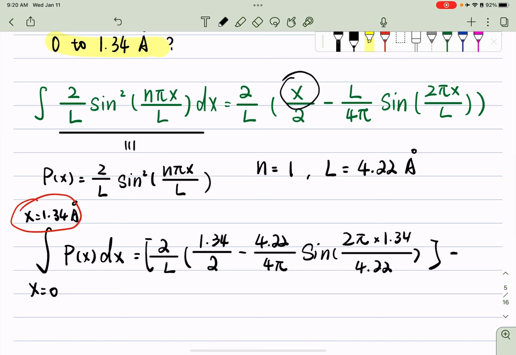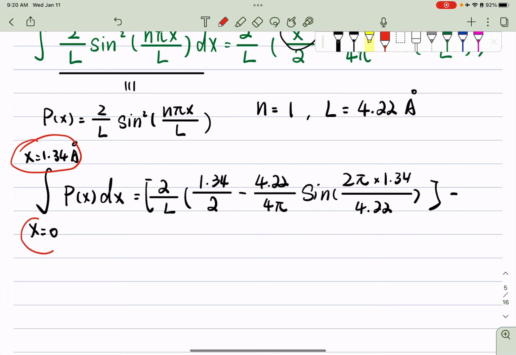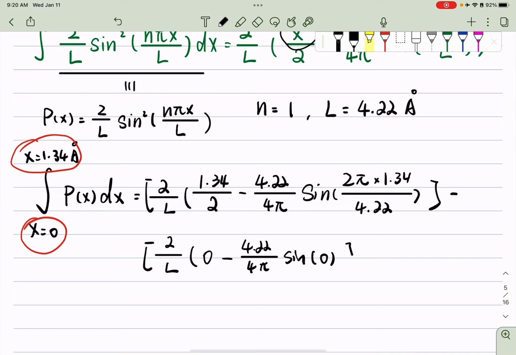And then we can calculate the bottom part, x equals 0. Same idea, right? 2 over L times 0 minus 4.22 over 4 pi sine 0, which also gives you 0, but I'm just writing everything down. And then you can do the calculation. Right now, we only have numbers here, right? So L is a number. Okay, sorry, that's 4.22. Let me just write it in. And now you're ready to plug that equation into your calculator.